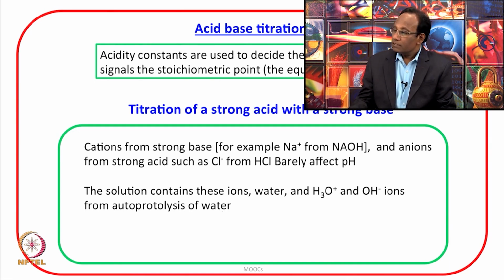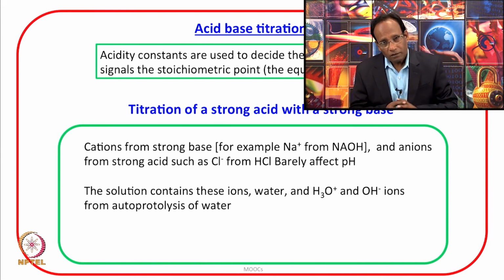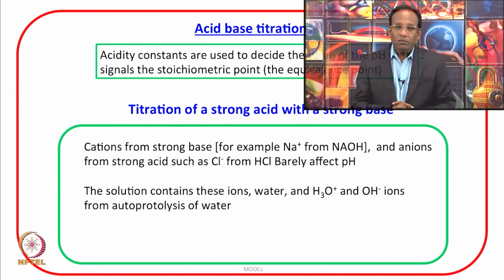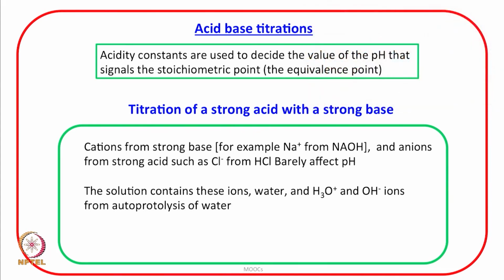Let us recognize that when you are titrating an acid with a base, you have the ions coming out from the acid, you have the ions coming out from the base, and you also have ions which can come out from the autoprotolysis of water. Now, it is a different matter whether the amount of hydronium and hydroxide ions produced from the autoprotolysis of water can be ignored or not. That we will discuss.